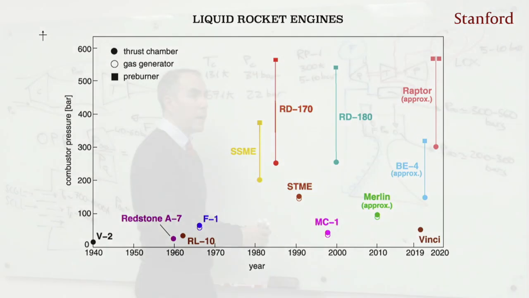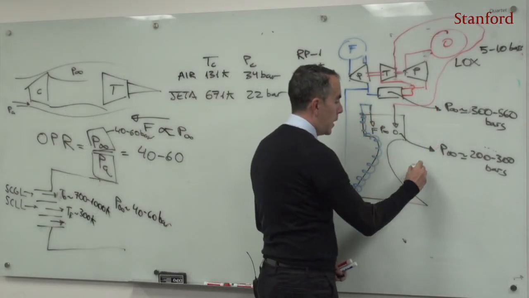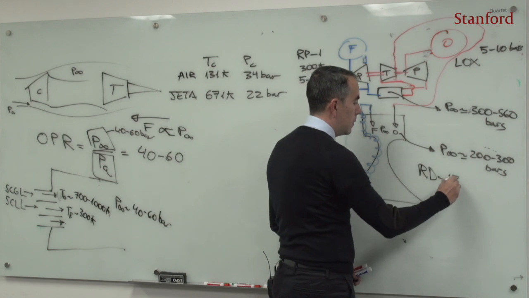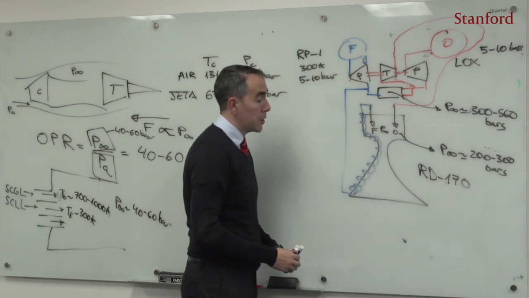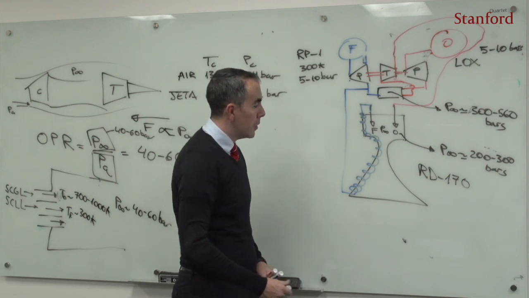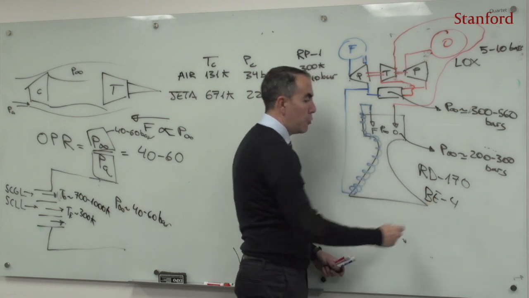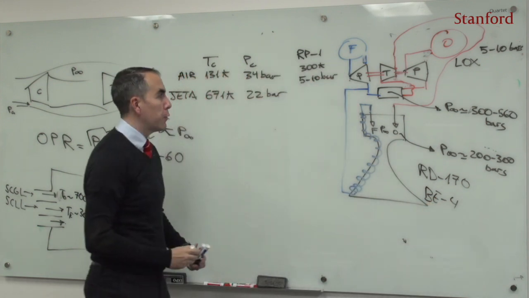So this particular design that we have here was used in the RD-170 in the Energia project for launching the Buran in the Soviet Union, and it is also used today in the BE4 of Blue Origin, although Blue Origin is using methane instead of RP1.